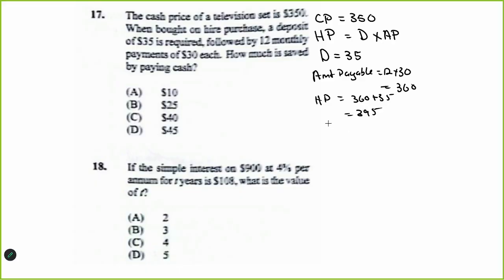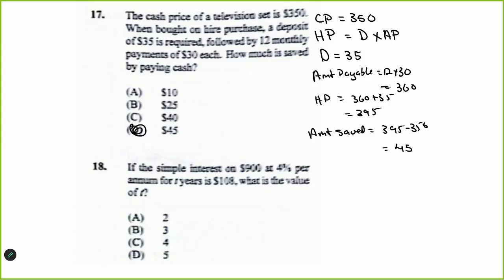Then we want to know how much was saved. So if you had to pay $395, but if you paid cash it is $350, the amount saved would be $395 minus $350, which is $45. So the answer is D.